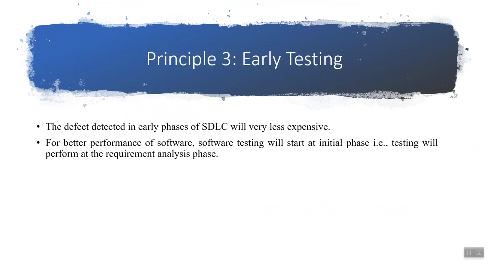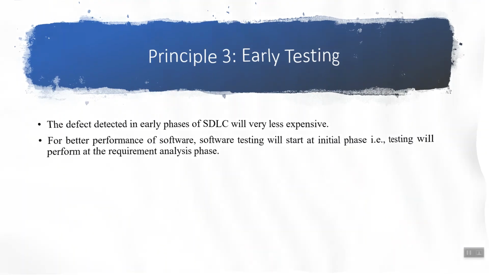Third principle is early testing. Defects detected in early phases of the software development lifecycle will be much less expensive. So for better performance of software, software testing will start at the initial phase, that is, the testing will be performed at the requirement analysis phase.